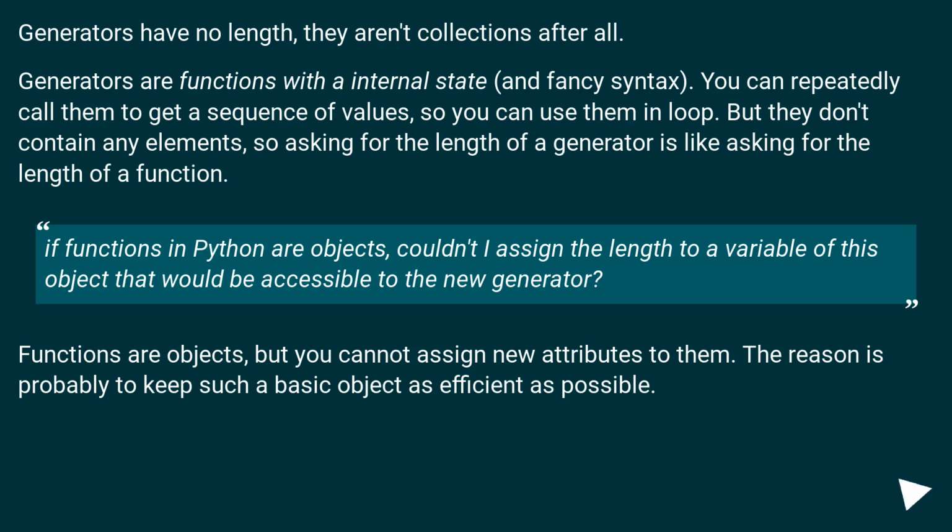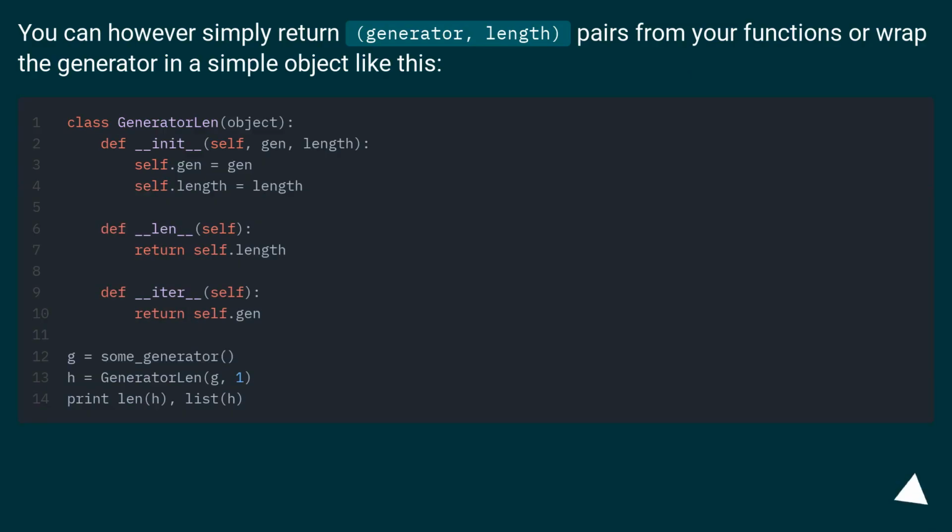Functions are objects, but you cannot assign new attributes to them. The reason is probably to keep such a basic object as efficient as possible. You can however simply return generator length pairs from your functions or wrap the generator in a simple object like this.